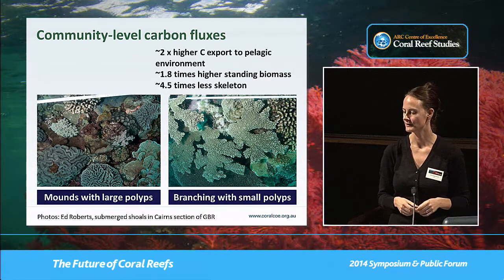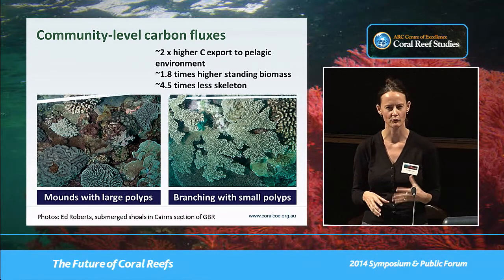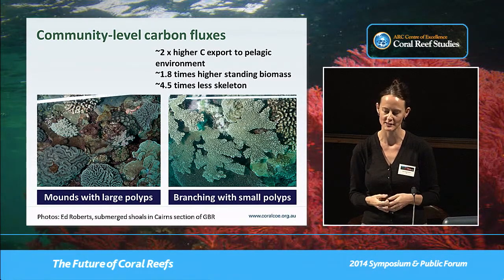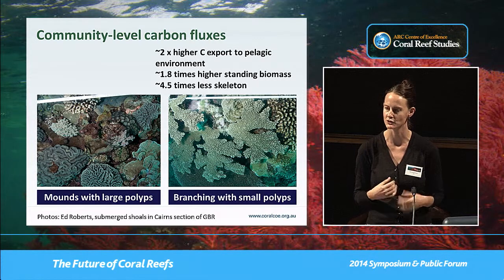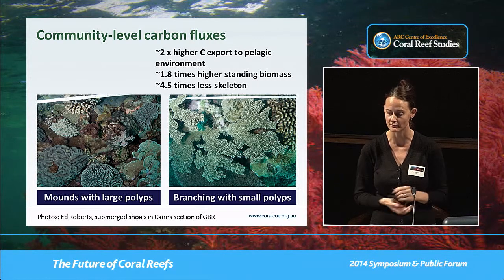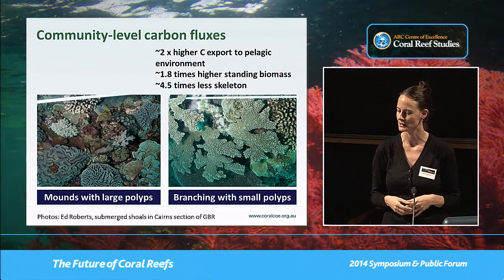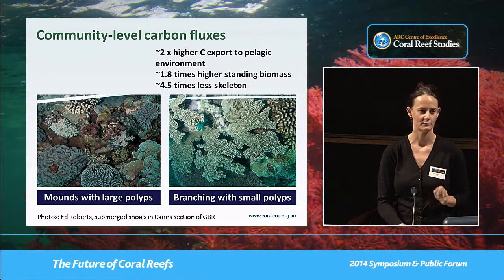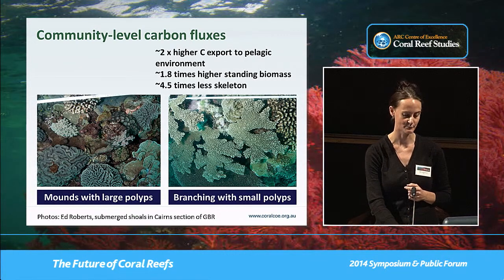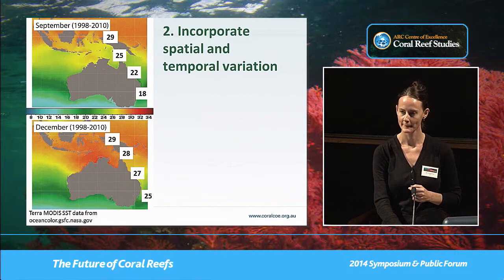So summarising all this, we might expect that these Acropora or branching dominated communities are exporting about 2% more carbon to the pelagic environment. They have about 1.8 times more standing biomass, but around 4.5 times less skeleton.